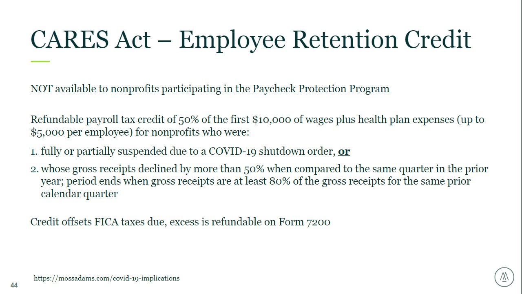The credits offset your FICA taxes due, and the excess is refundable on Form 7200. So again, we're asking all the nonprofits we work with to take a look at whether you would be eligible for these, and if so, you can always apply for the credit even in Q2 and Q3 using Form 941-X, the amended payroll tax return. And as you're looking into Q4 as well, you can always claim the credit on your Q4 payroll tax return.